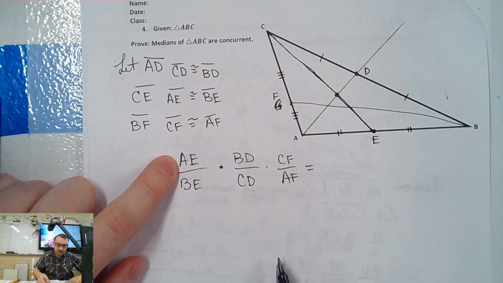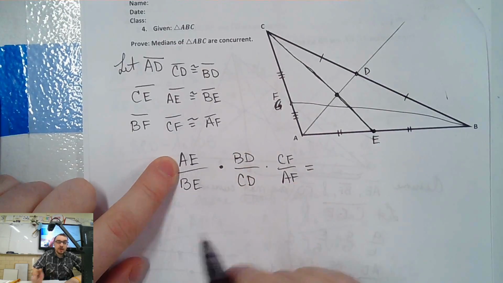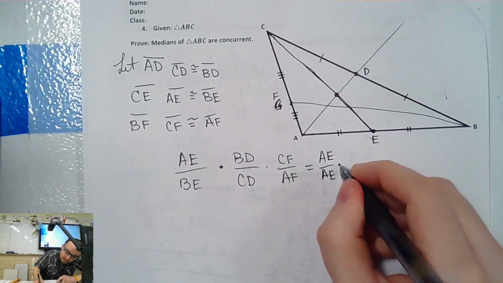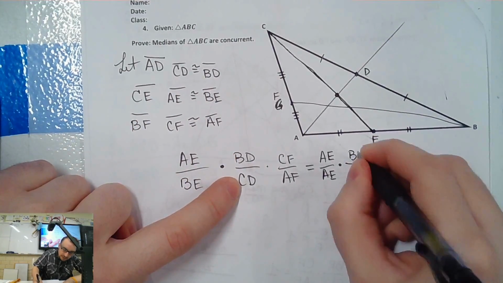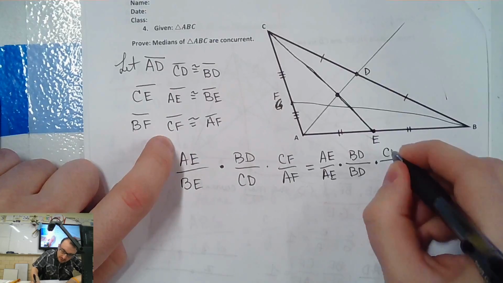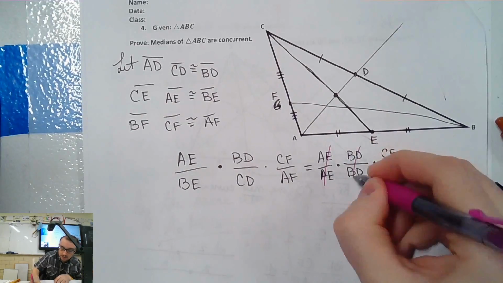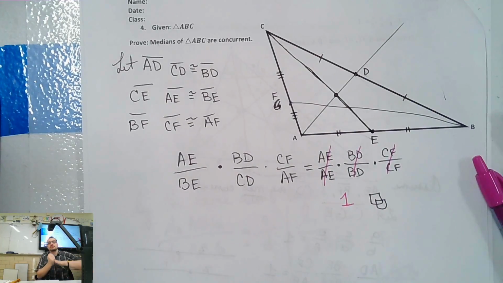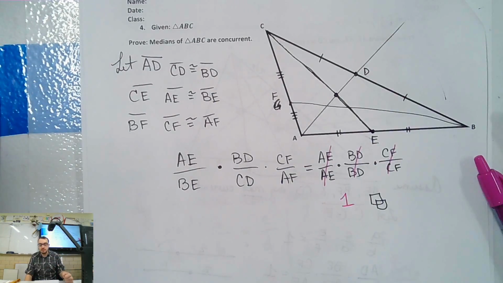Well, isn't AE the same as BE? So instead of writing AE over BE, I could write AE over AE, because AE is the same as BE. Same thing with BD. It's the same as CD. So instead of writing BD over CD, I can write BD over BD. And instead of writing CF over AF, since they're the same, I can write CF over CF. And we win, right? Anything divided by itself is 1. So therefore this equals 1, and we're done. How do you feel about that one? Medians, by definition, bisect their sides, right? They create midpoints. And midpoints are congruent.